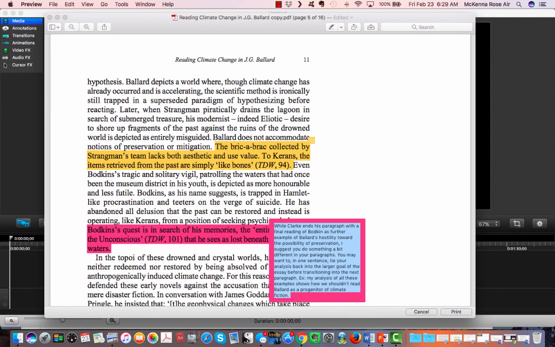So for example, another way to end this paragraph might be, my analysis of all of these examples shows how we shouldn't read Ballard as a progenitor of climate fiction, but instead as somebody offering a slightly radical viewpoint, inconsistent with the ways that people have read Ballard prior.